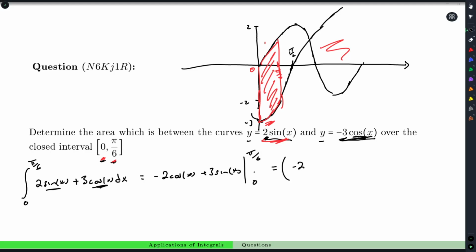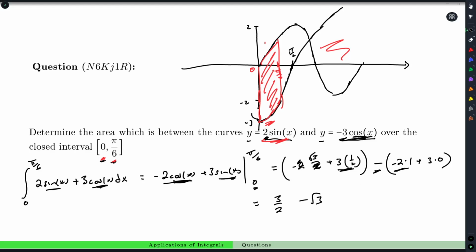So we get minus 2 times cosine of pi by 6, which is root 3 over 2. Sine of pi by 6 is 1/2. And then minus, and now you come along, you plug in 0. So minus 2 times cosine of 0, so that's minus 2 times 1, plus 3 times sine of 0, so that's 3 times 0. So the 2 here and 2 here will cancel out. We'll have 3 halves minus root 3 minus negative 2, so that's really plus 2, and then we can ignore the 0.